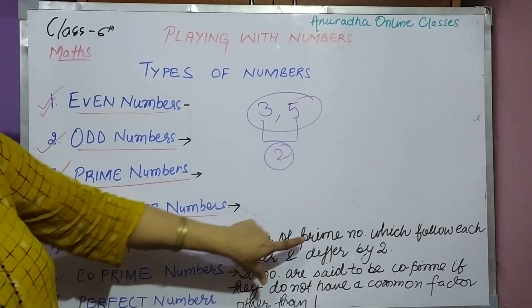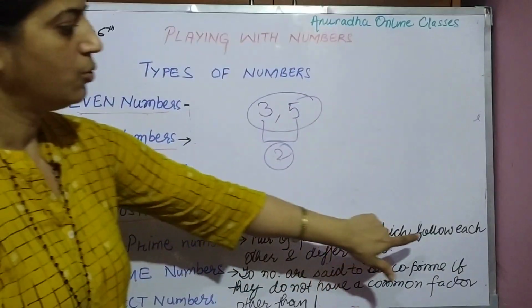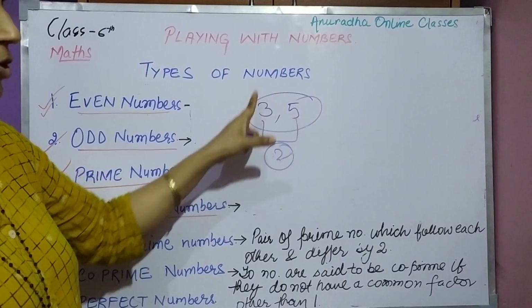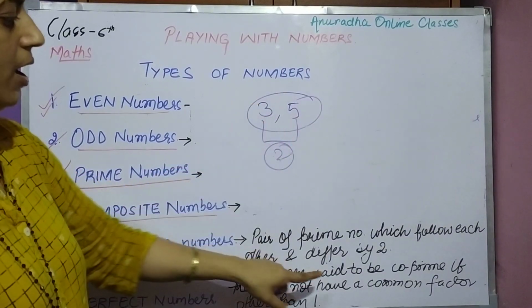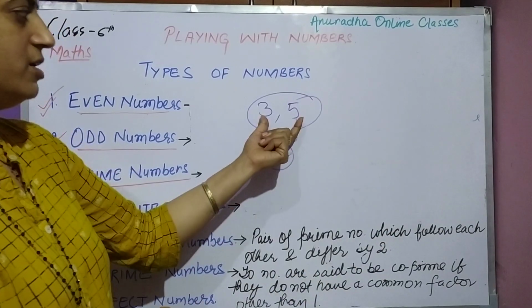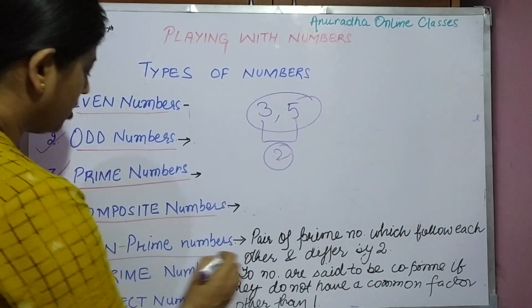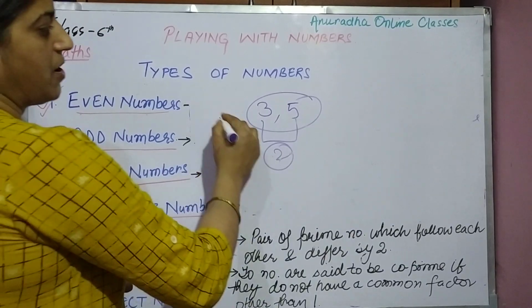That is the pair of prime numbers which follow each other. These are following each other. 5 is following 3. Okay? And differ by 2. Its difference is what? 2. So, this is what? Twin prime number. This is a pair of twin prime numbers.